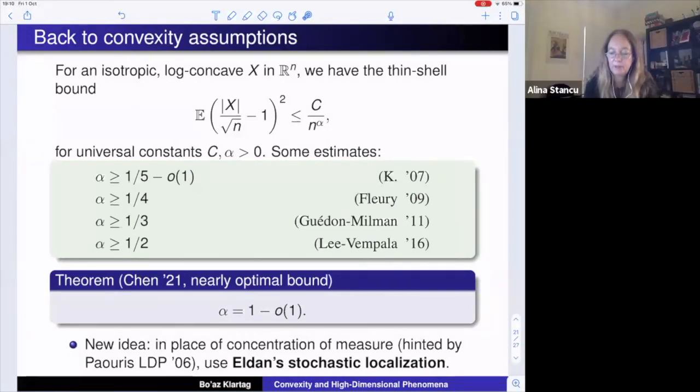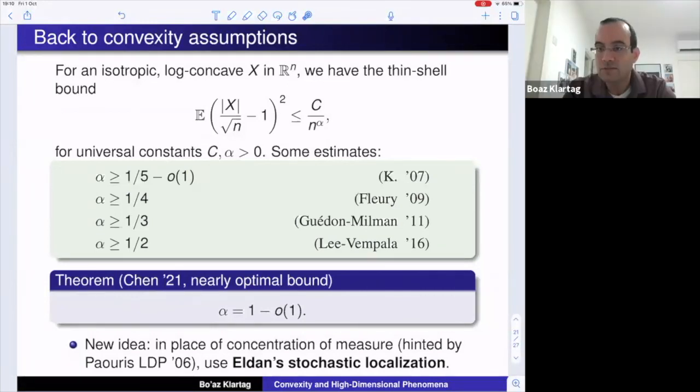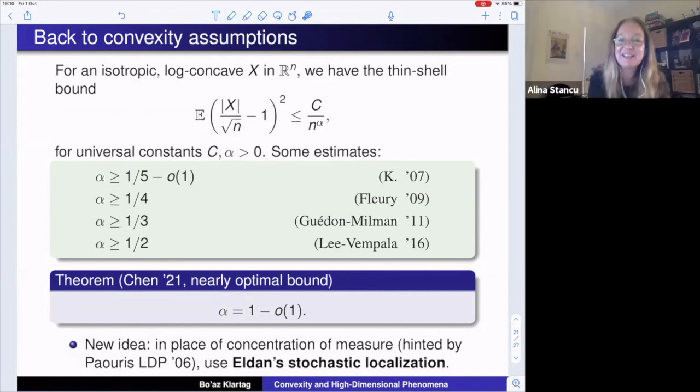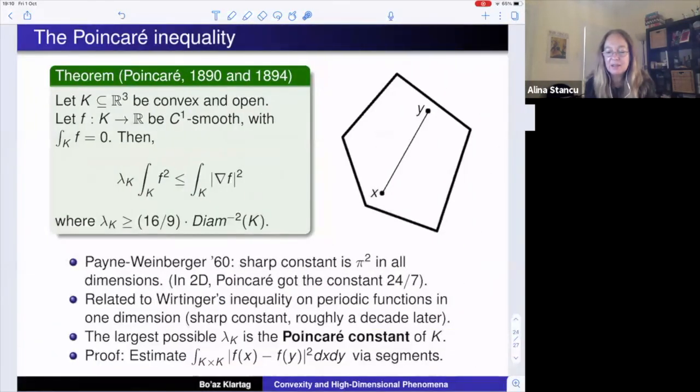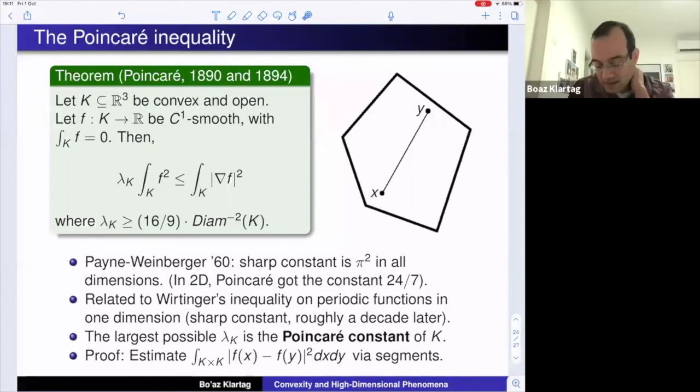And maybe a very quick last question. If you look at the Poincaré constant, sorry for the others, in dimension 3, is there some attempt to describe it for bodies in special position?